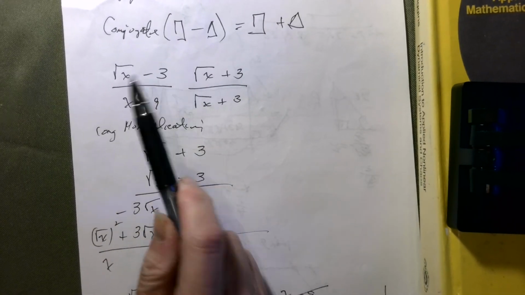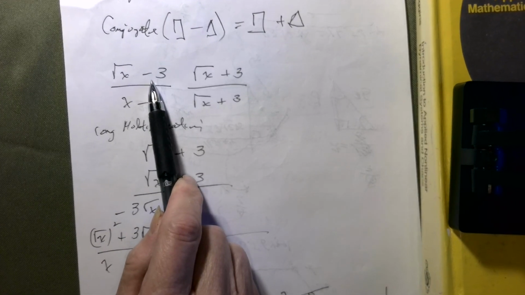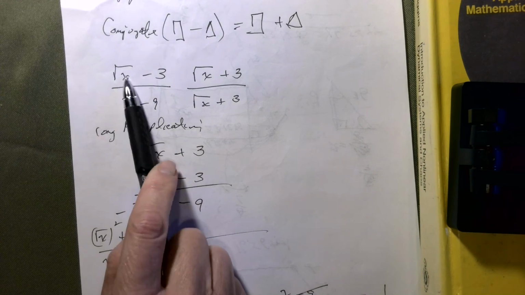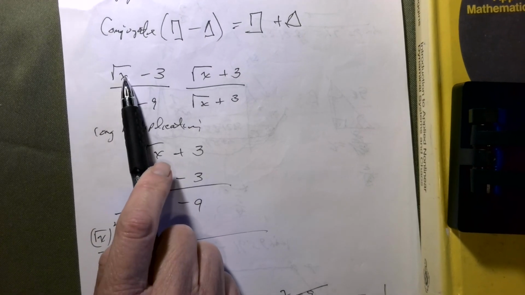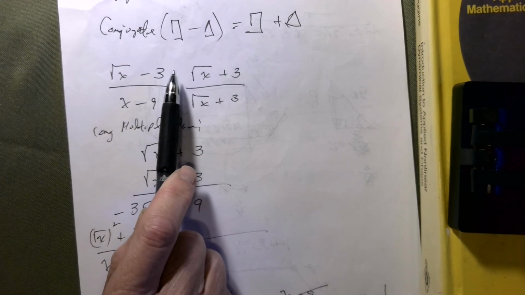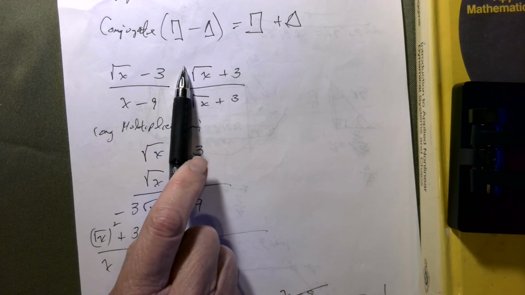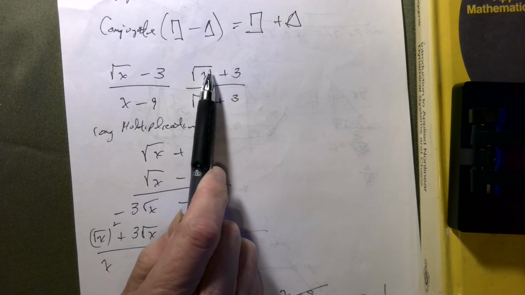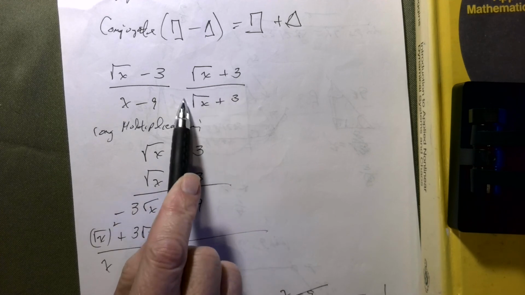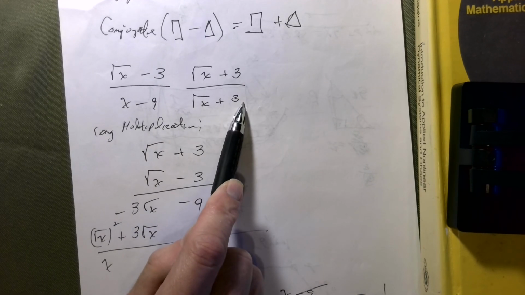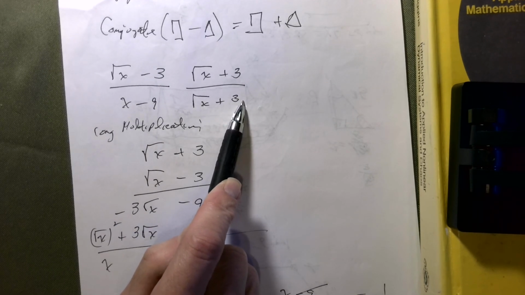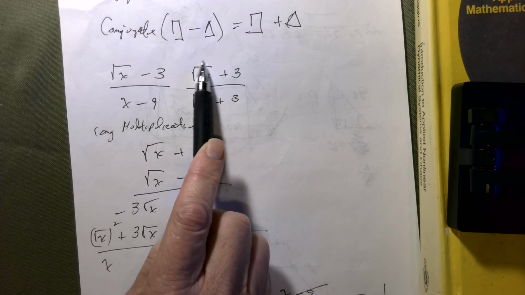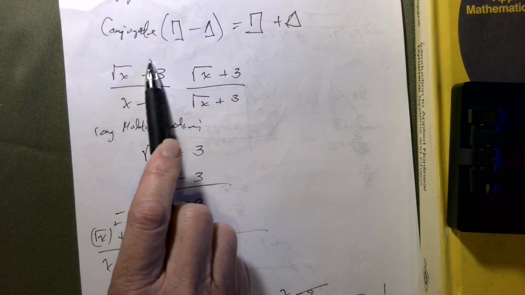So here's what I do. I take the top, and I take the conjugate of this. So in other words, the conjugate is going to be square root of x plus 3. So I'm going to multiply by 1. This guy is the square root of x plus 3 times the square root of x plus 3. Now we are going to do long multiplication. I'm going to take this times this.